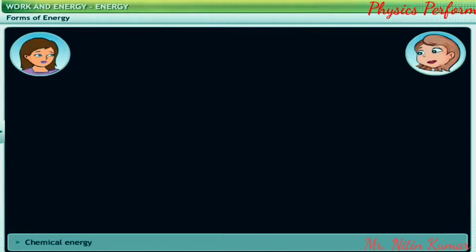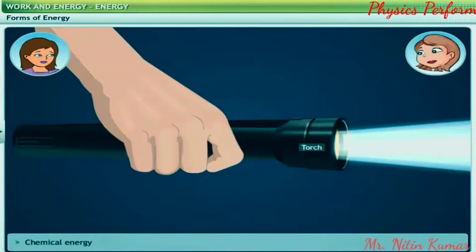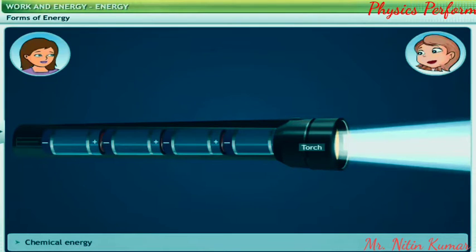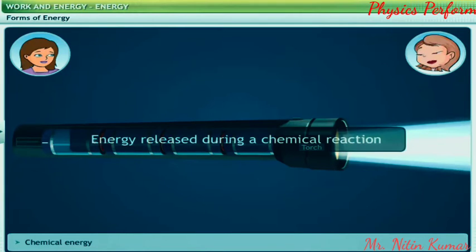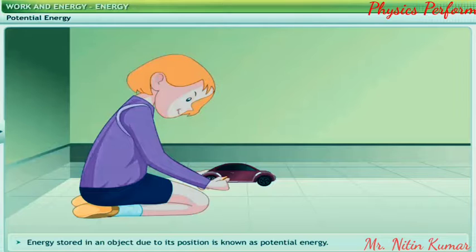Oh, power cut. Let me find my torch. Another form of energy, light energy. Actually, light energy produced by the torch is a result of the chemical energy stored in the battery. Chemical energy is a part of the energy released during a chemical reaction in the battery. In this lesson, we will focus on potential energy and kinetic energy.